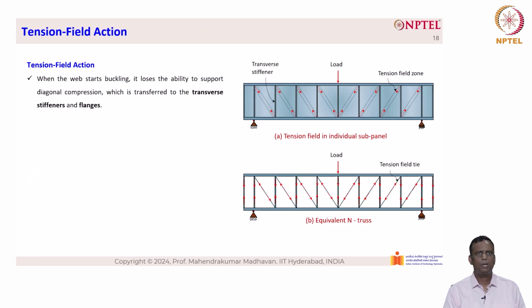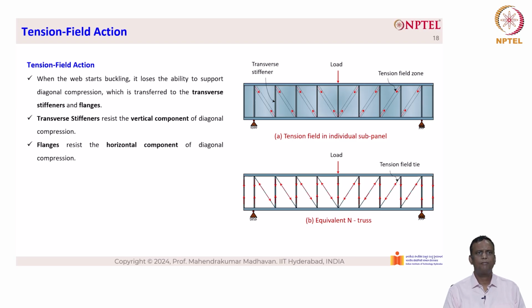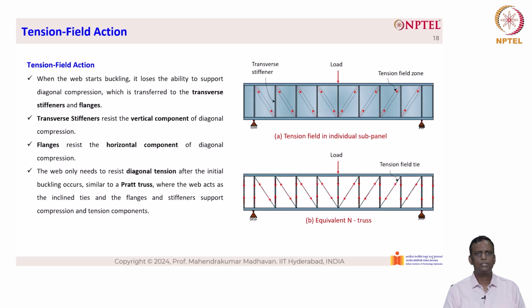So when the web starts buckling, it loses the ability to support diagonal compression, which is transferred to the transverse stiffeners and the flanges. The transverse stiffener resists the vertical component of the diagonal compression and the flanges resist the horizontal component of the diagonal compression. The web only needs to resist diagonal tension after the initial buckling occurs, similar to a Pratt truss where the web acts as the inclined ties and the flanges and stiffeners support compression and tension components. So, the tension field action increases the shear strength of the girder after buckling.